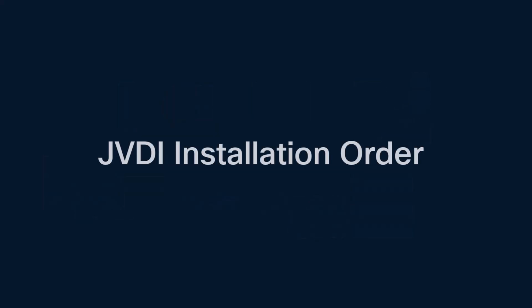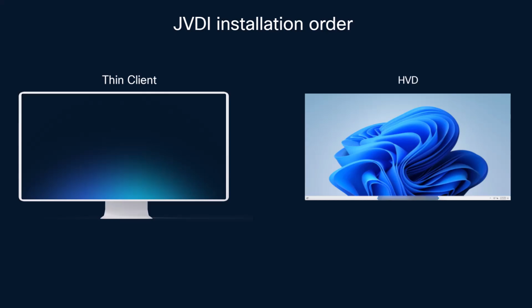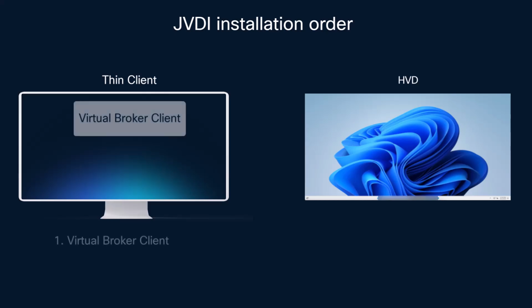This is a good place for us to stop and talk about the JVDI installation order, as it is dependent on the virtual broker client software. JVDI must be installed in a specific order or it will not function. On the thin client machine, the virtual broker client software must be installed before the JVDI client software. This is because the JVDI client adds itself as a third-party integration to the virtual broker client configuration.